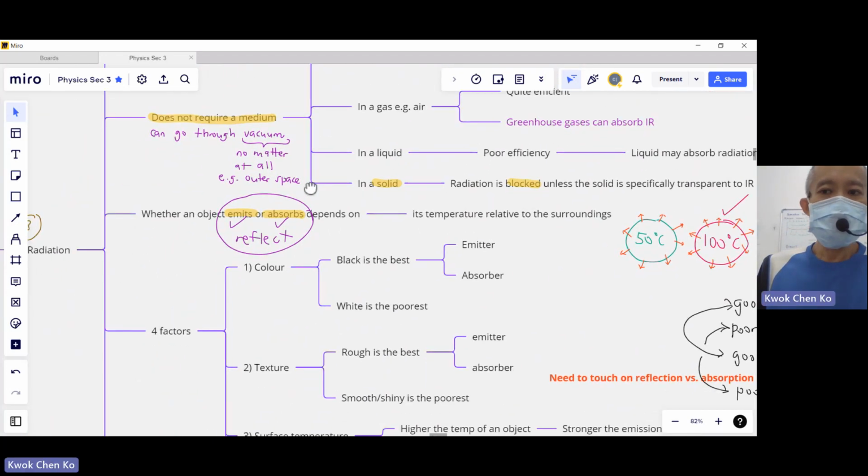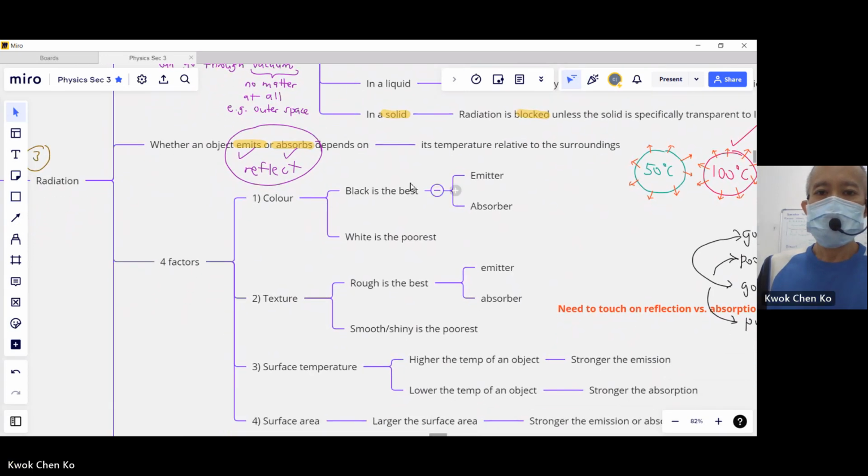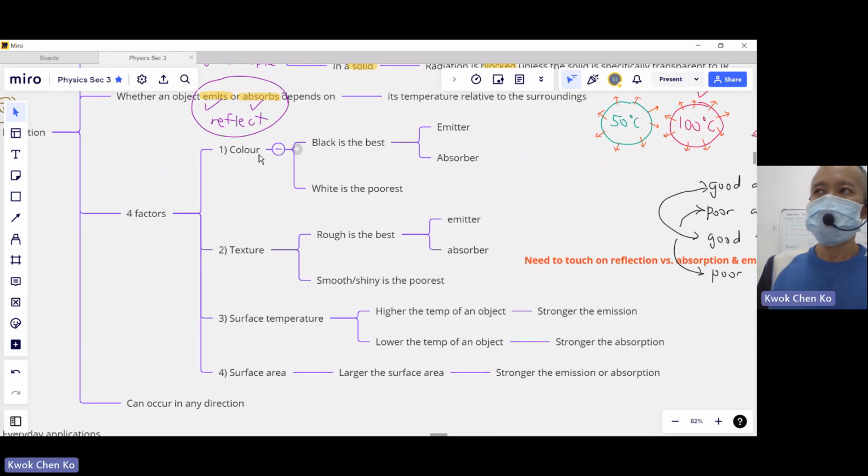But radiation has a few things you have to remember. 4 factors. You may want to jot them down, definitely coming up. Maybe not all 4, but at least 1 or 2 of them. Okay, 4 factors that affect radiation.